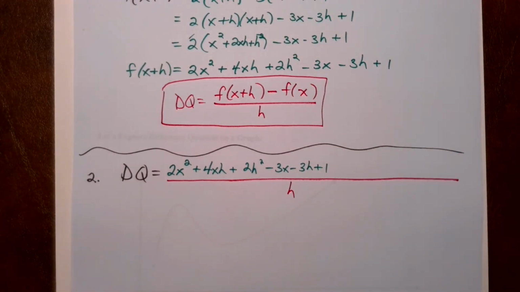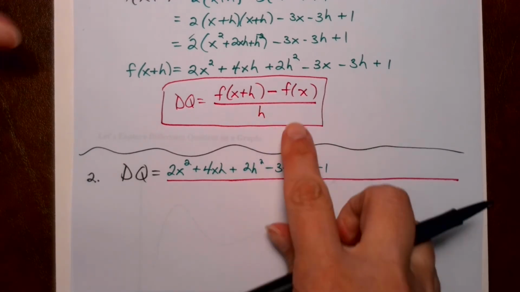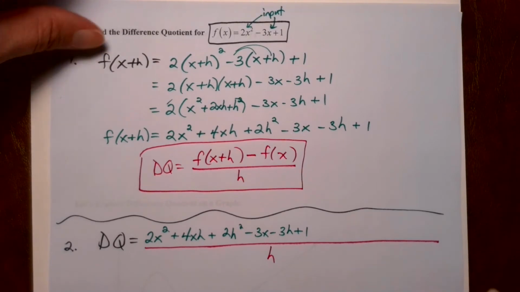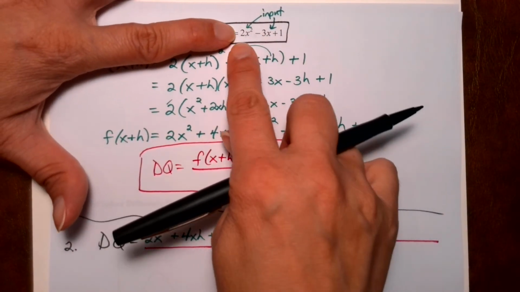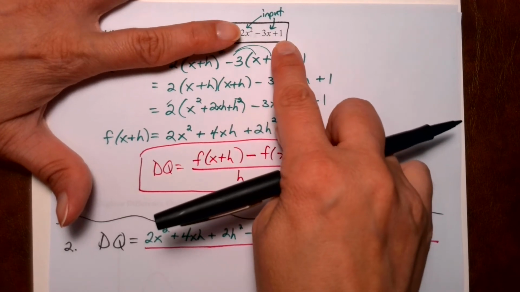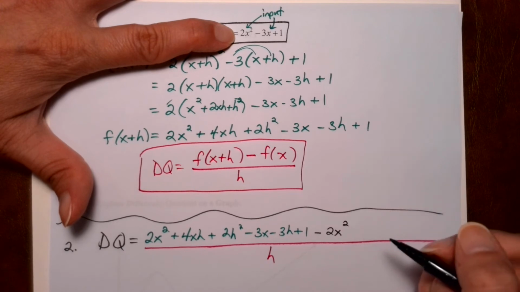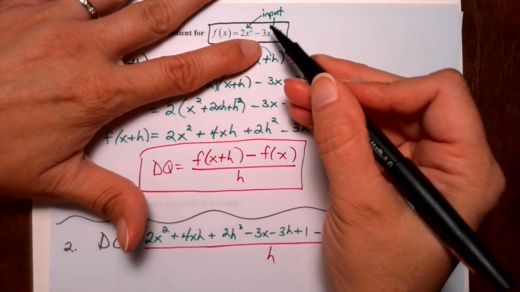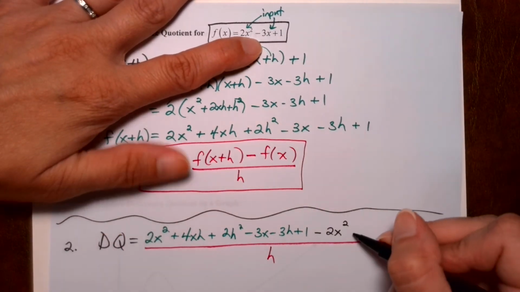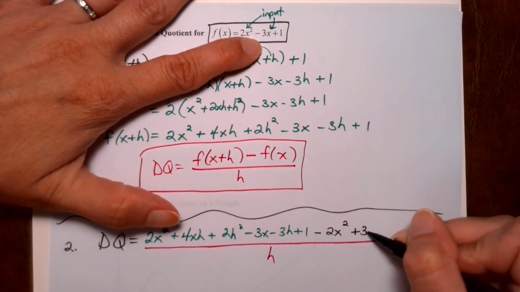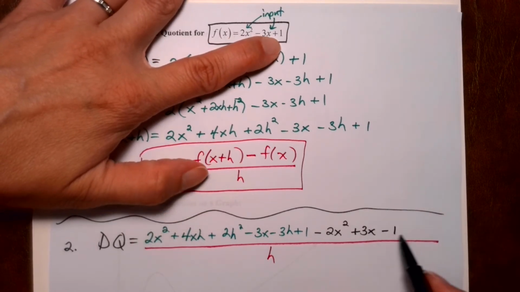Now what does it say? Subtract f of x. Let's go find f of x again. I have to subtract this. All of its terms, I have to minus, minus, minus. So the first thing is going to be minus 2x squared. Now be careful, because when you subtract a minus 3x, a minus minus, we're going to write plus 3x minus 1. Here's your f of x.